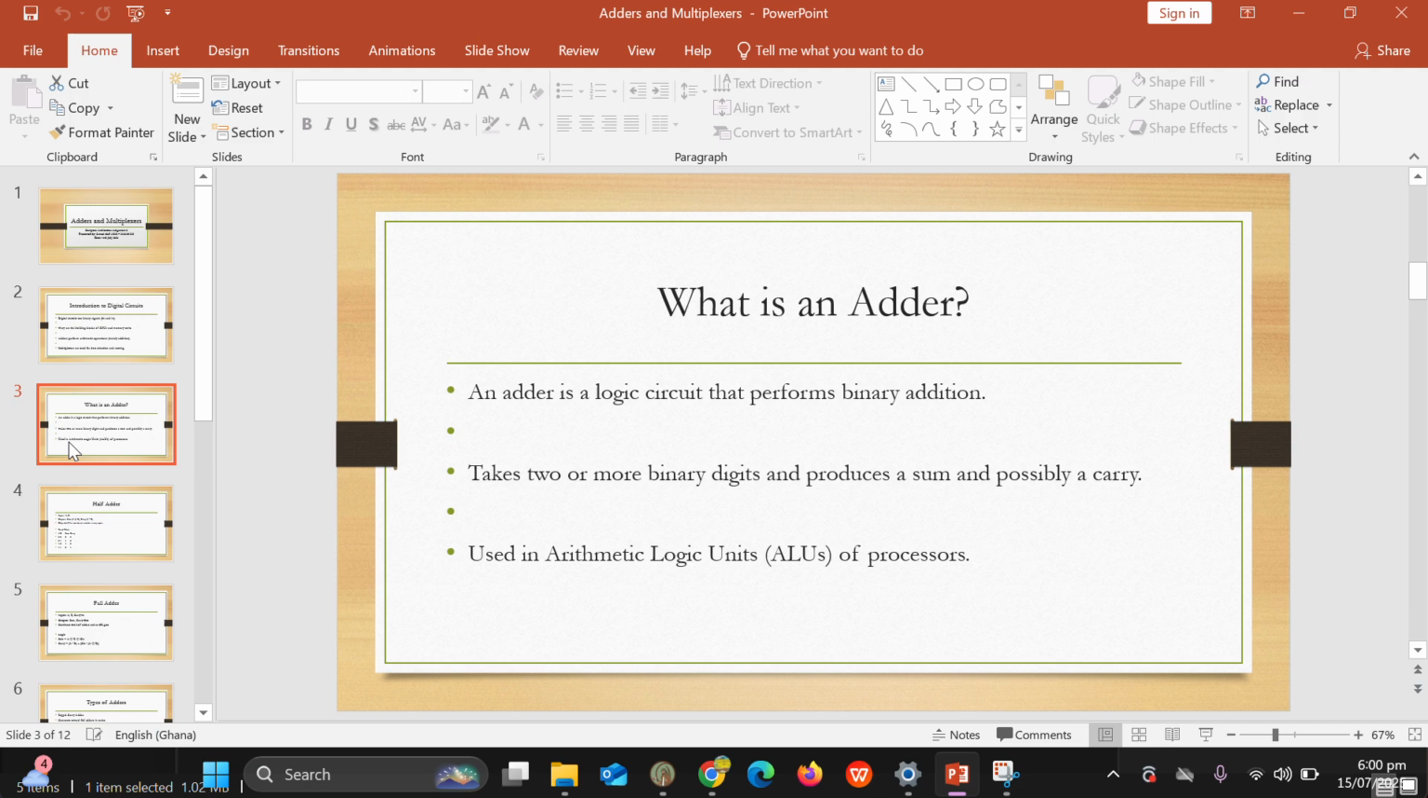Some may ask, what's an adder? An adder is a logic circuit that performs binary addition. It accepts binary inputs, usually 2 bits, and outputs a sum and carry value.